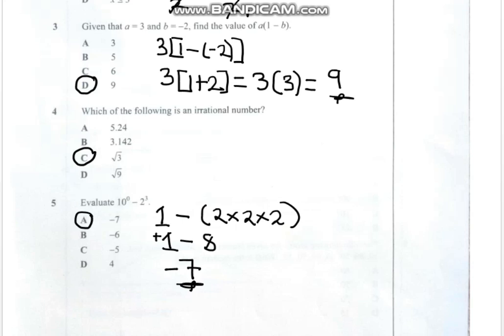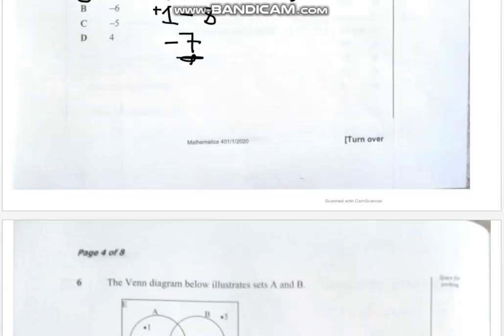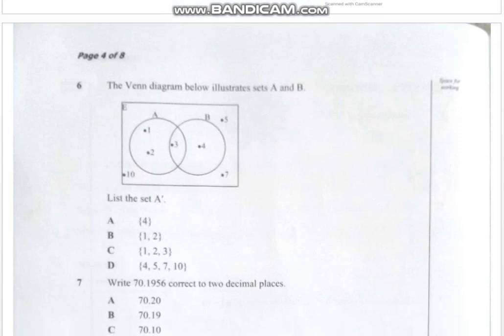Okay, going to question 6. Question 6 is on sets. So we've been given a Venn diagram below that illustrates set A and set B. In set A, if you've noticed, there's 1, 2, 3, and in set B, there's 3, 4. Outside the two sets, there's 5, 7, and 10. So the question is, list the set A complement.